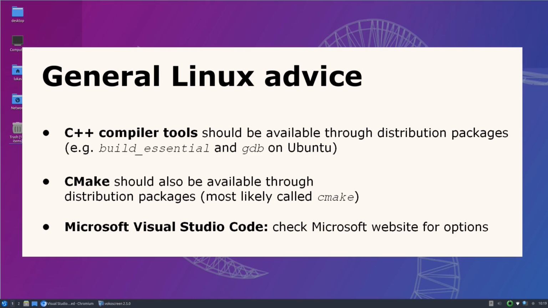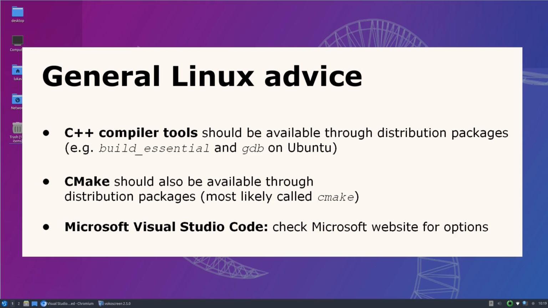As for CMake, it is very likely that your distribution will provide a package called CMake, and it should be enough to install it. To install Visual Studio Code, go to code.microsoft.com, find the download section and select what you like. The Snap package is probably the easiest way if you already use Snap.